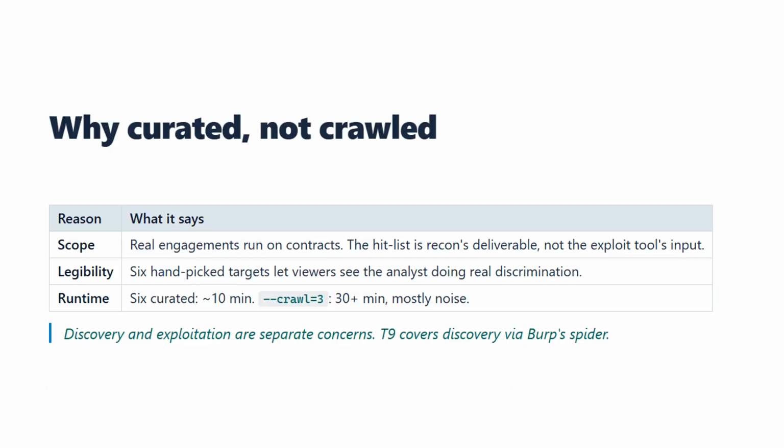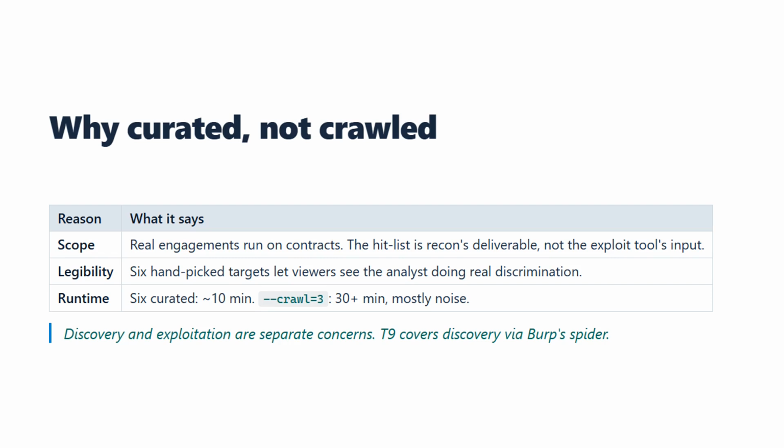You might reasonably ask, why are we handpicking 6 endpoints instead of pointing a crawler at WebGoat? 3 reasons. 1. Real pen tests are scoped by contract. You don't crawl a client's site indiscriminately. You stage a hit list from prior reconnaissance: Burp, spider, manual mapping, OSINT, then you exploit.